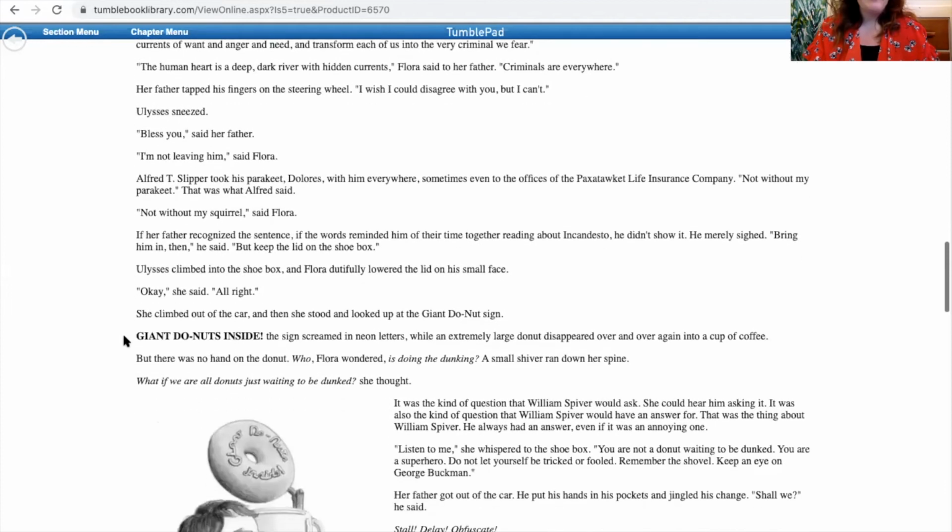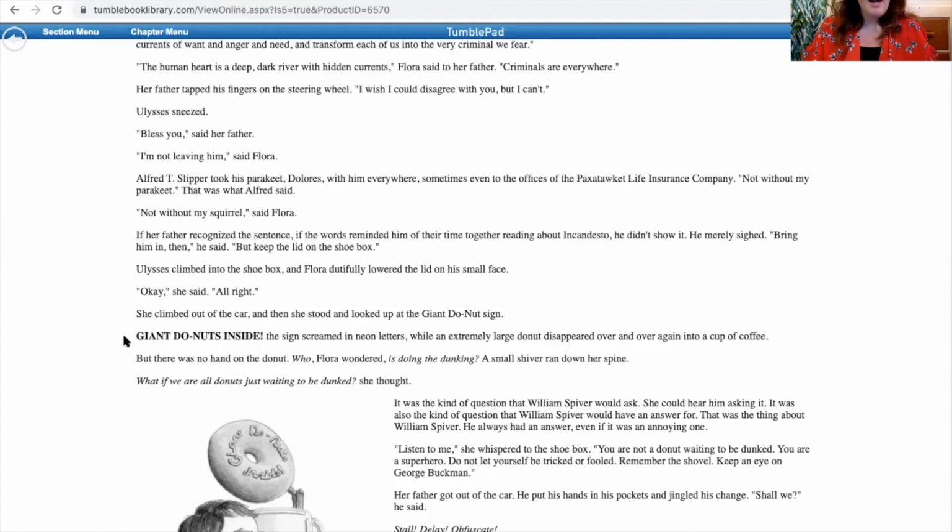Alfred T. Flipper took his parakeet, Dolores, with him everywhere, sometimes even to the offices of the Pawtucket Life Insurance Company. Not without my parakeet, that was what Alfred said. Not without my squirrel, said Flora. If her father recognized the sentence, if the words reminded him of their time together reading about Incandesto, he didn't show it. He merely sighed. Bring him in then, he said, but keep the lid on the shoebox. Ulysses climbed into the shoebox, and Flora dutifully lowered the lid on his small face. Okay, she said. All right.